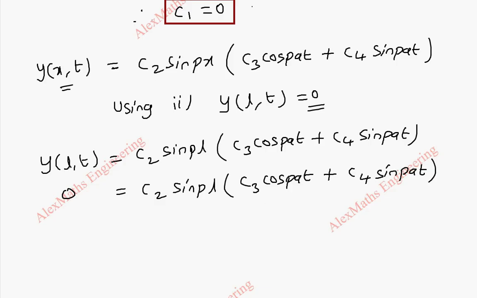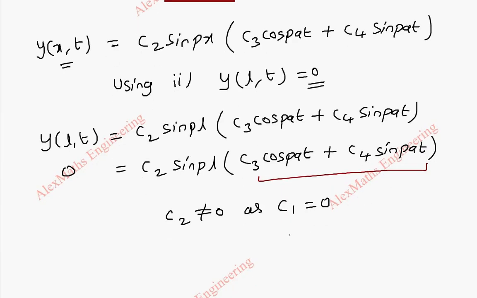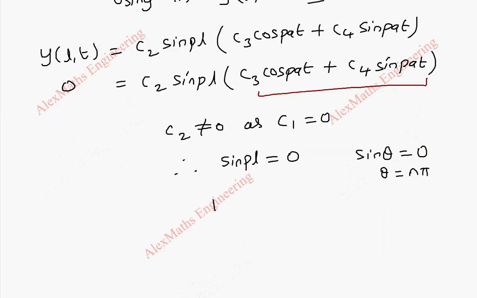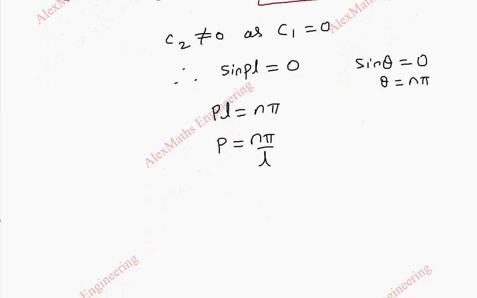Now this entire term, we already discussed, is not 0, and c2 cannot be 0 as c1 is already 0; another constant from the same term cannot be 0. Therefore, the only option is sin pl equal to 0. When sin theta equals 0, we have theta equal to n pi. So pl equals n pi, so p will be n pi by l. So we have to substitute that in our solution.